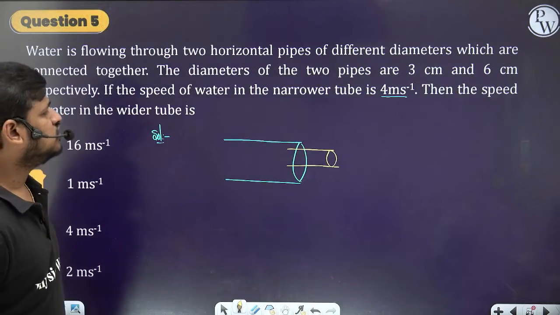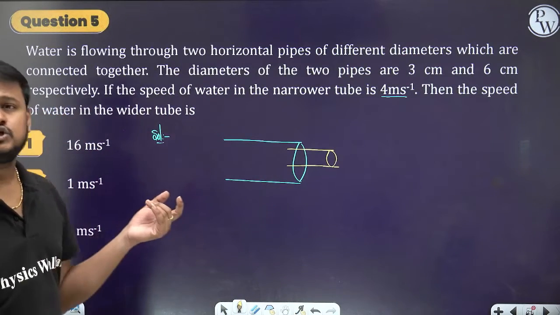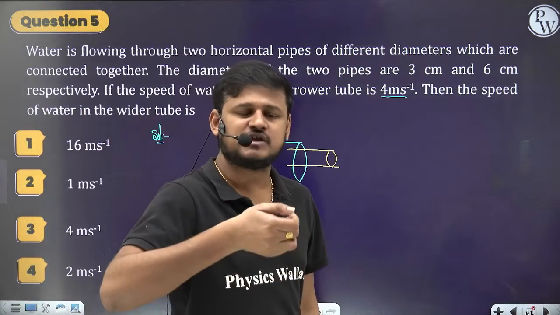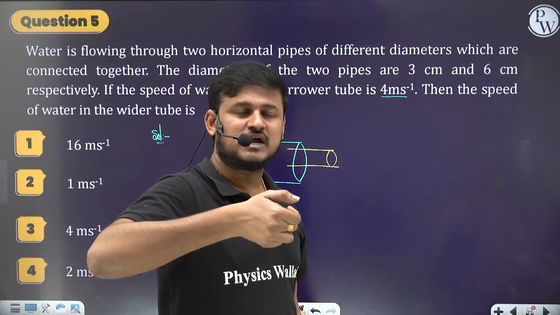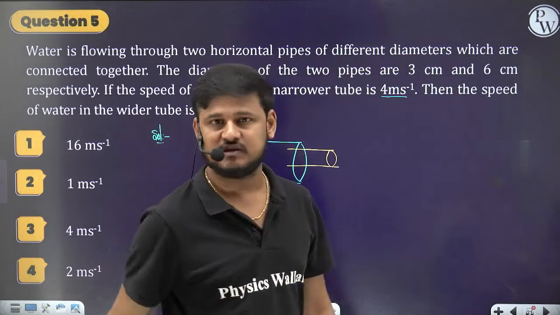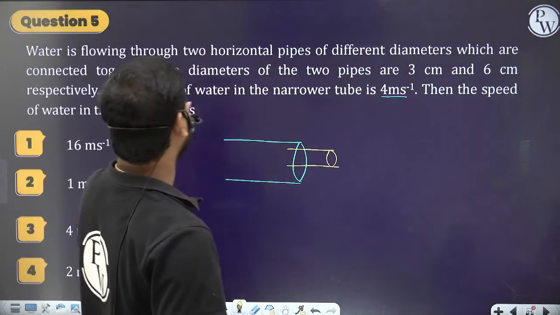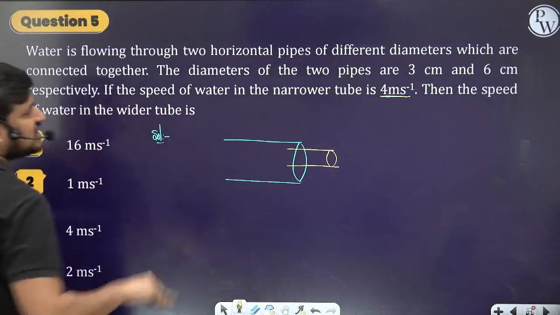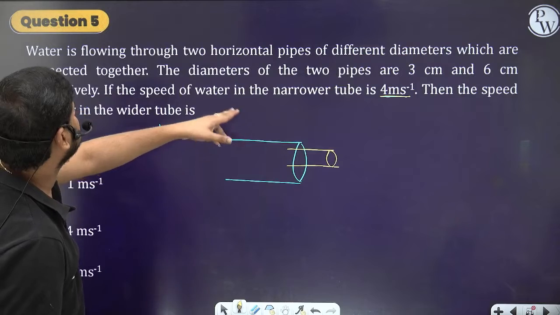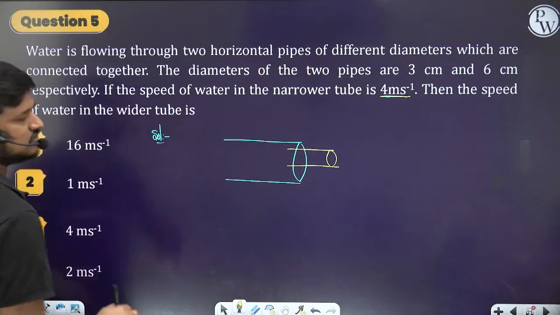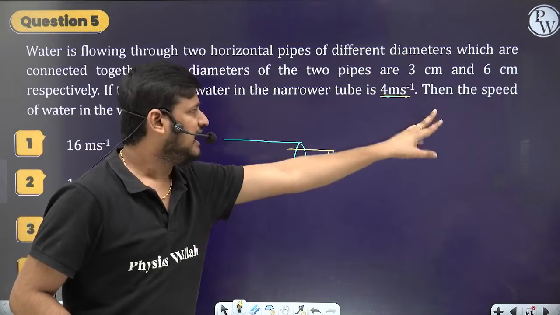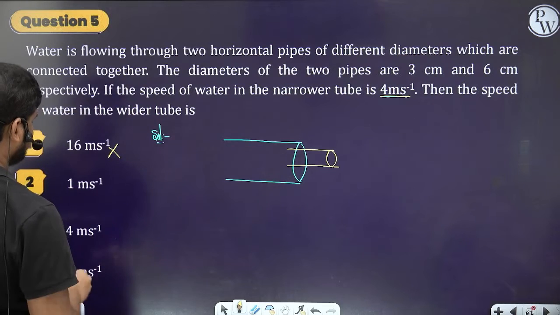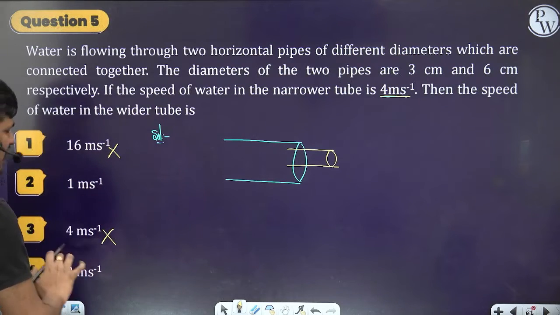The obvious thing is that if it is narrower, the velocity will be more. If it is wider, the velocity will be less. That's why whenever you close the pipe with a thumb, the pressure will be more and the velocity of the water will be more. Yes or no? So if the narrower is 4 meters per second, the wider one will obviously have less than that. Narrower one will have more speed and wider one will have less speed. So you can cancel the 16 option, and the same speed is also not possible. Either option 1 or 2 is the correct answer.